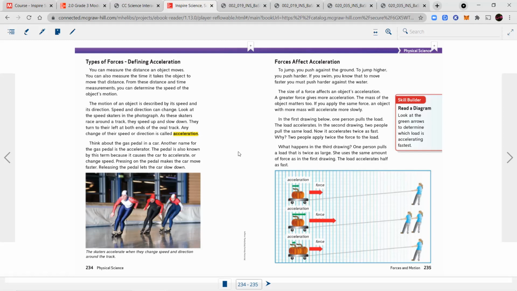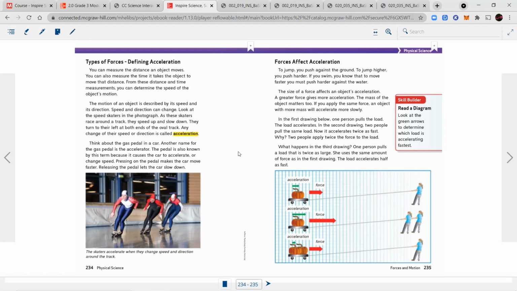Why? Because two people apply twice the force on that same load. What happened in the third drawing? One person pulls a load that is twice as large. She uses the same amount of force as the first drawing. The load accelerates half as fast.